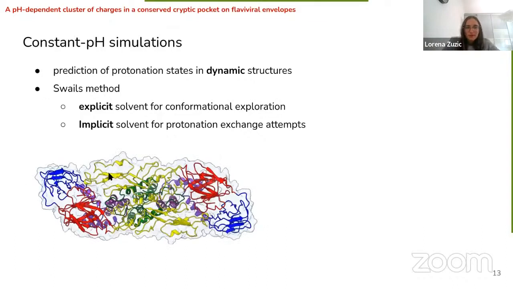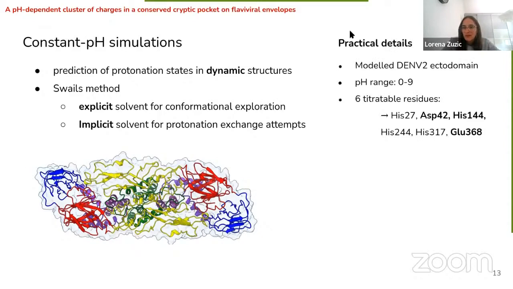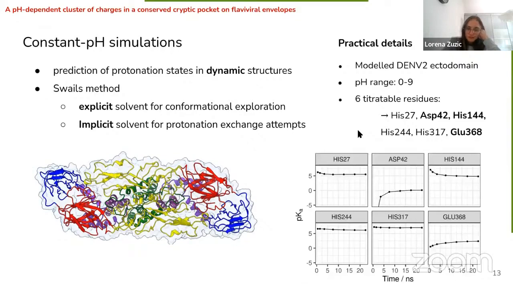And for this one, we've used only the active domains, so a smaller system. And these are the practical details, basically the range of pHs, with residues within the cluster that are allowed to titrate. This is just to show the convergence of the pKas over time.